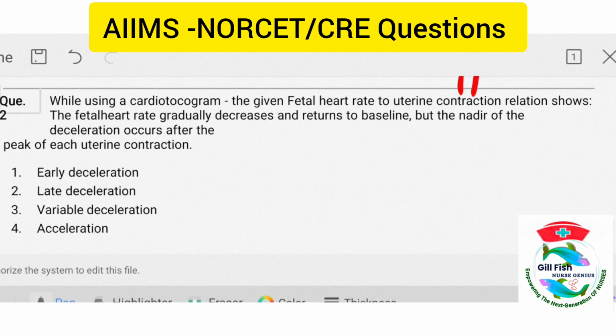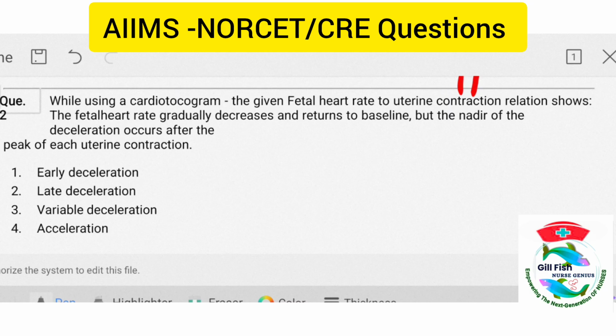Second question: while using a cardiotocogram, the given fetal heart rate to uterine contraction relation shows the fetal heart rate gradually decreases and returns to baseline, but the nadir of the deceleration occurs after the peak of each uterine contraction. So what is that? Option 1 early deceleration, option 2 late deceleration, option 3 variable deceleration, option 4 acceleration. What could be the correct answer? Can you guess it?